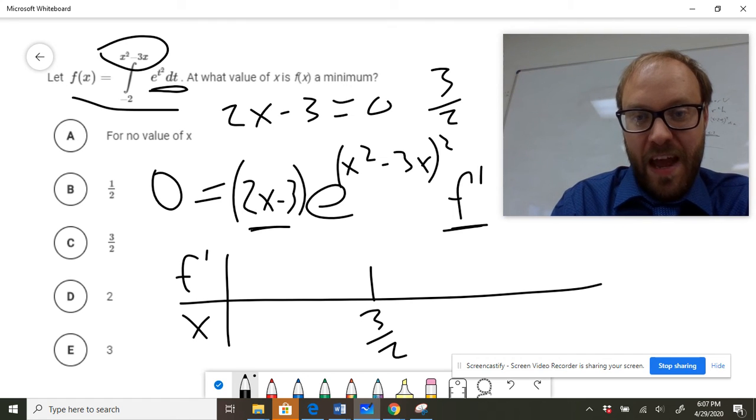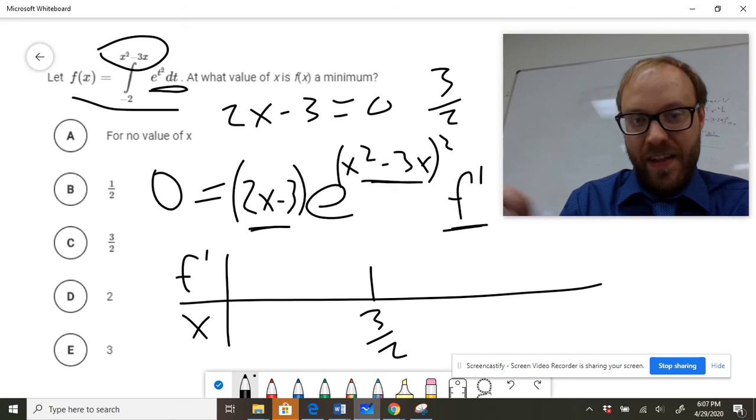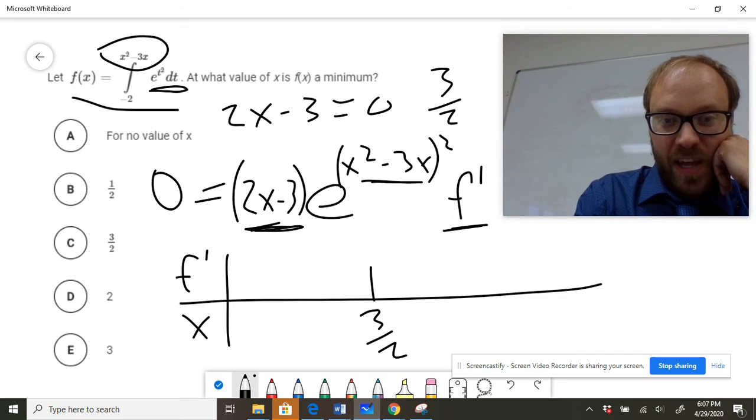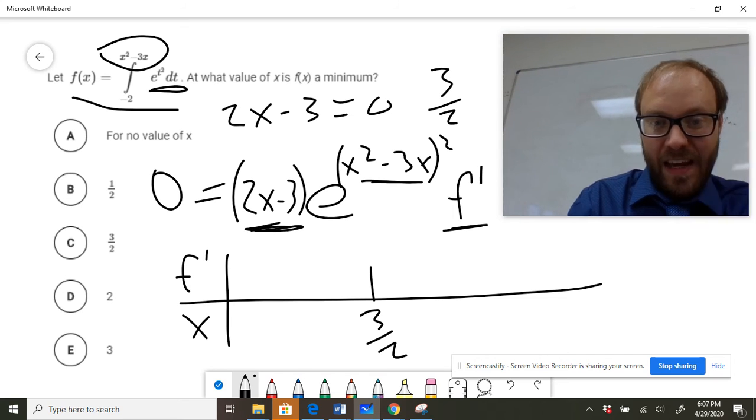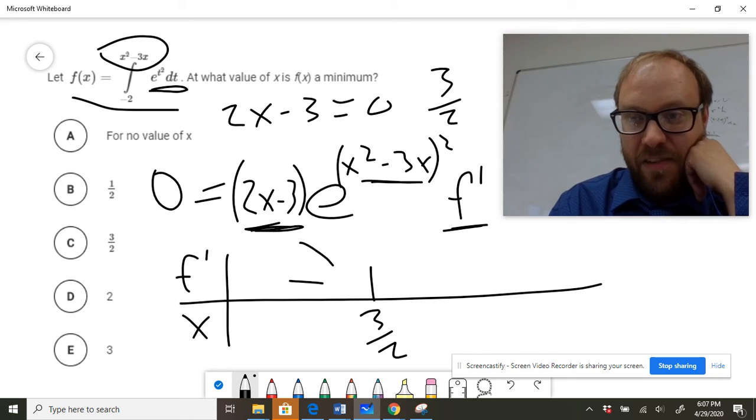So I'm going to put something to the left of 3 halves, and 0 would be to the left of 3 halves. So if I put 0 in here, I would have e to the 0 power, which is 1. That's positive. If I put 0 in the 2x minus 3, I get a negative. So to the left of 3 halves, f prime is negative, which means the original function f is decreasing.